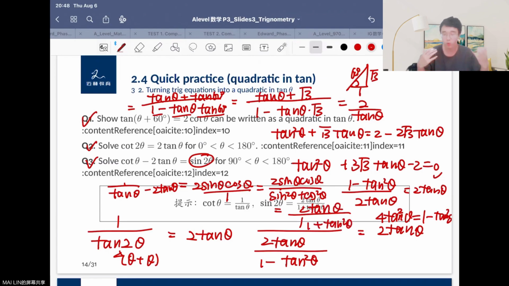So that is all the formulas about tan theta, okay? That's why all the equations here can be simplified into a quadratic function in tan theta, okay? That is for this part of the problems.